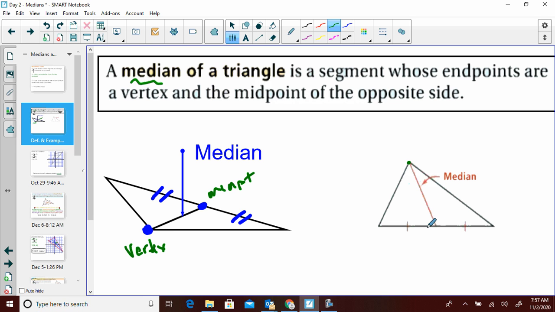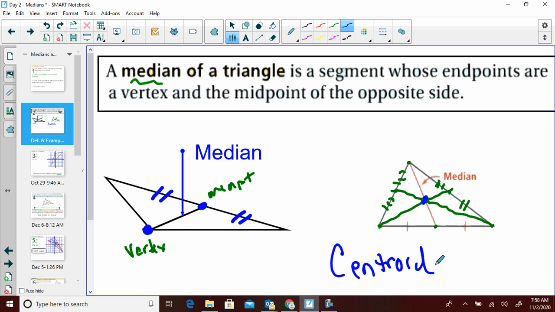So here we have a vertex to the midpoint. How many medians can you draw in one triangle? Correct. You can draw 3 because there's 3 vertices. So I can draw one from here to go there. I can go one from here to go there. As you see, they will all intersect at one point. That point of intersection is going to be called the centroid. The centroid is where the 3 medians intersect.